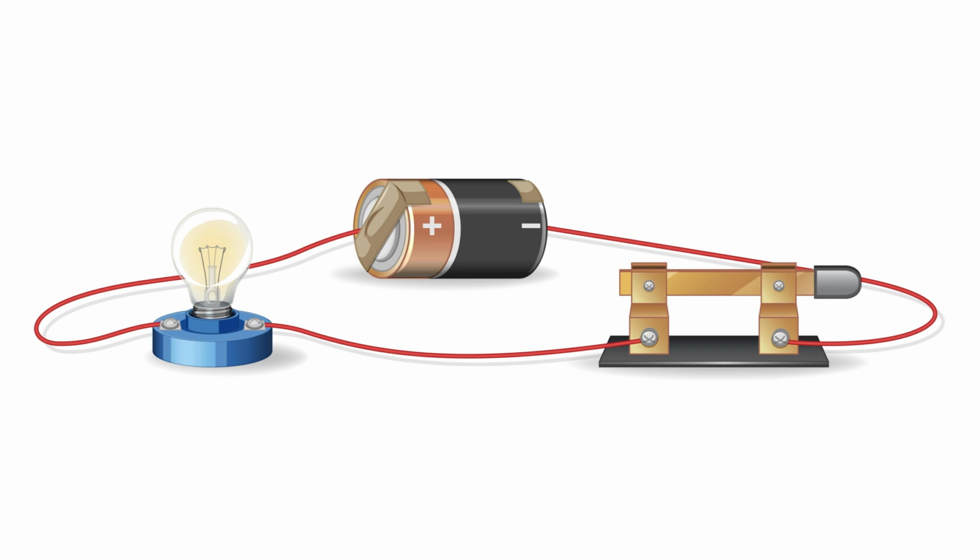And when any load is connected, such as a light bulb, it starts to glow by converting electrical energy into light energy. Hope you got the idea of how electricity works.